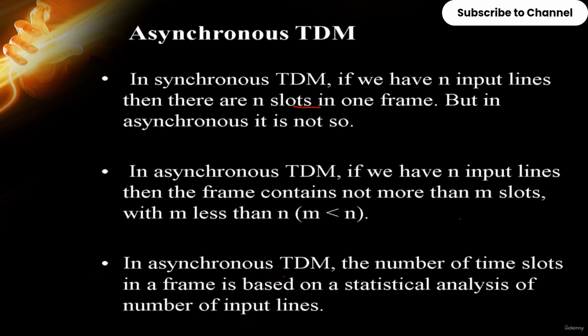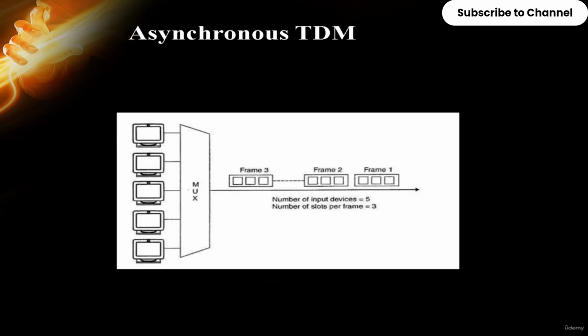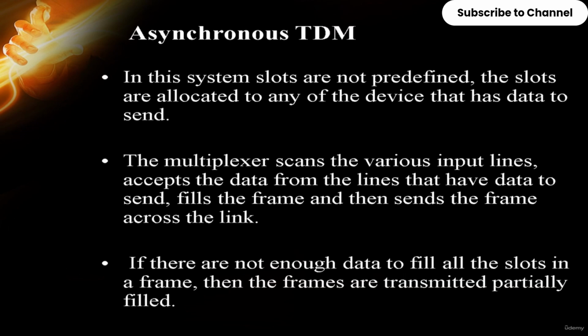In asynchronous time division multiplexing, the time slots in a frame are based on a statistical analysis of the given inputs. Here we can see 5 devices and 3 frames. Based on necessity, the devices are given the frames and the data is transmitted between sender and receiver. Here only one side is shown.